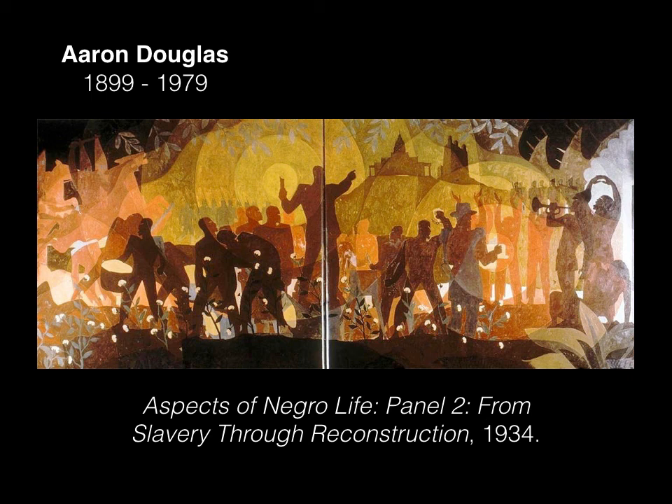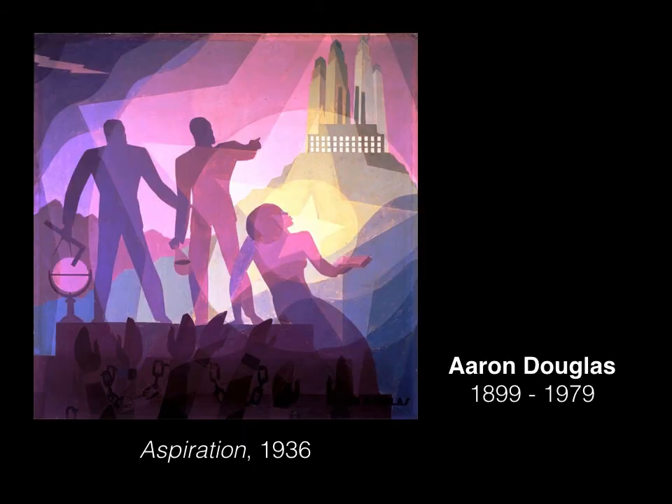The silhouette becomes a way of identifying their common humanity and not focusing on their racial identity, and a way of seeing these pulsing, vibrant, echoing colors of the sounds of jazz, the sounds of moving forward. Here at the very end of his Aspects of Negro Life, he has a painting called Aspiration from 1936, where he really shows their goal, some kind of city on the hill, the idea of a place and a society where they are truly equal.